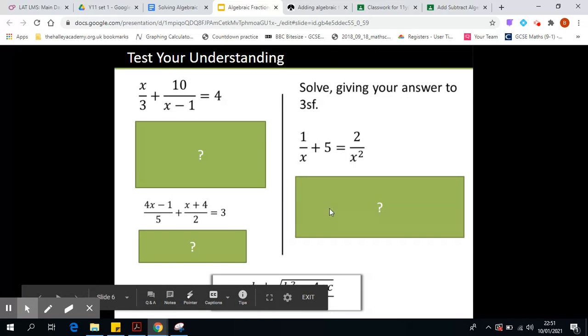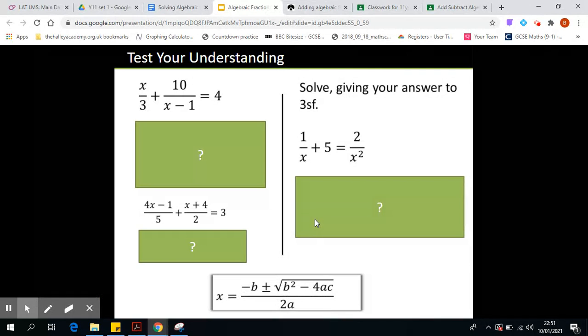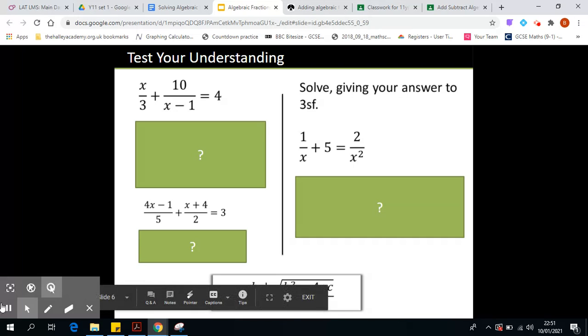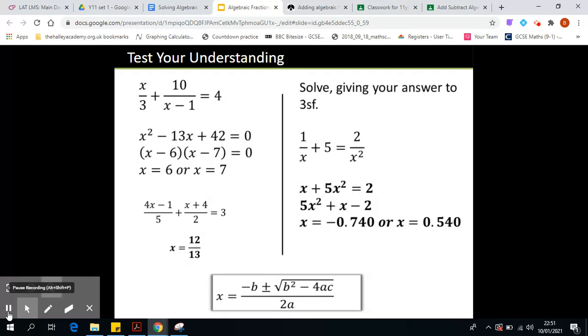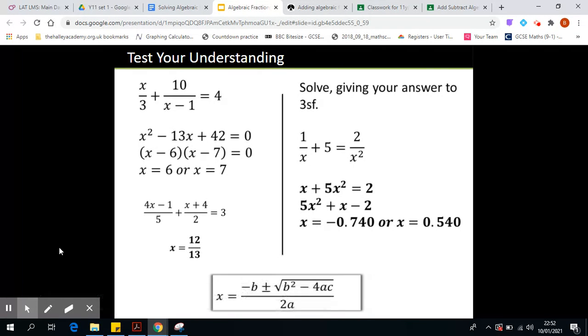Here are a few other examples. Please choose one of the questions, use a piece of paper or your exercise book and attempt the question. Press pause and complete the question on a piece of paper or exercise book and then press play to verify your answer. Press pause now. Here are the answers. You may also find these answers in slide 6 for your reference.